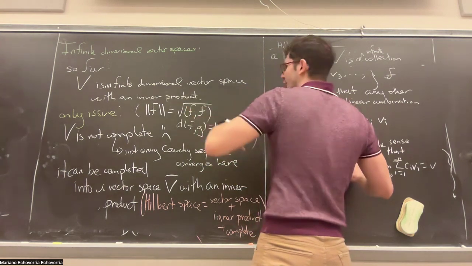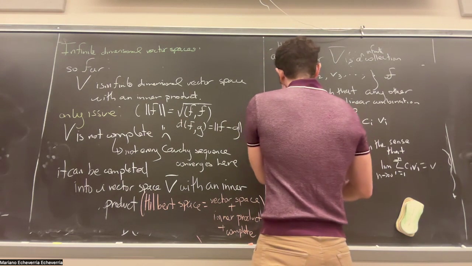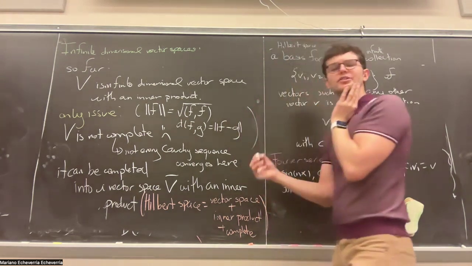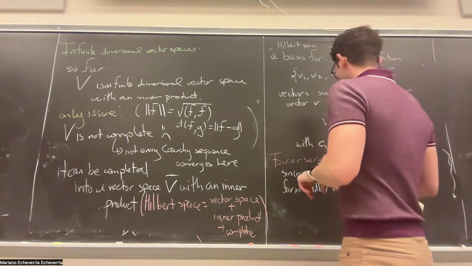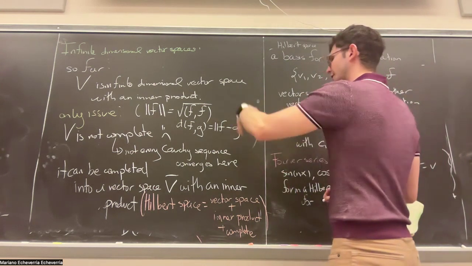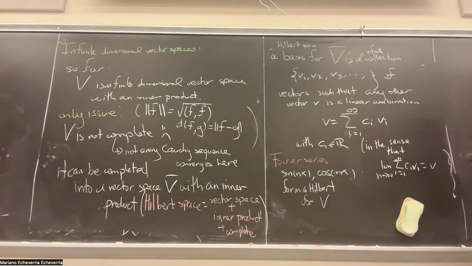For the space of periodic functions, sines and cosines form a Hilbert space basis. That means every periodic function can be written as a series of sines and cosines, basically. They form a basis for the space of periodic functions. So yeah, that ties in very nicely.